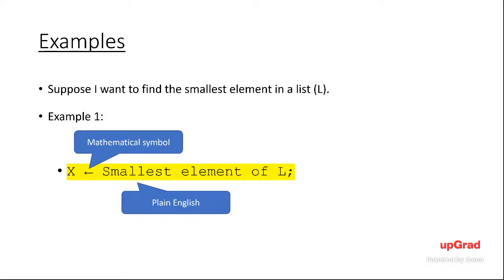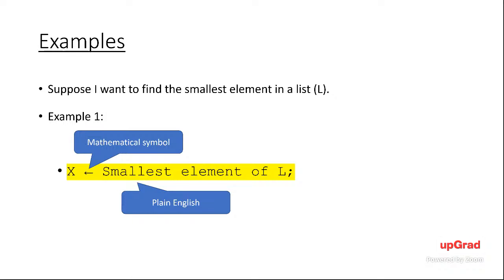So if I say to you, go and write me a pseudocode to find the smallest element in a list, the simplest and most straightforward way is to write, as you can see on the screen, X with an arrow, a mathematical symbol, then plain English: smallest element of list L. That means I am assigning the smallest element of list L to X. So this is the easiest way.